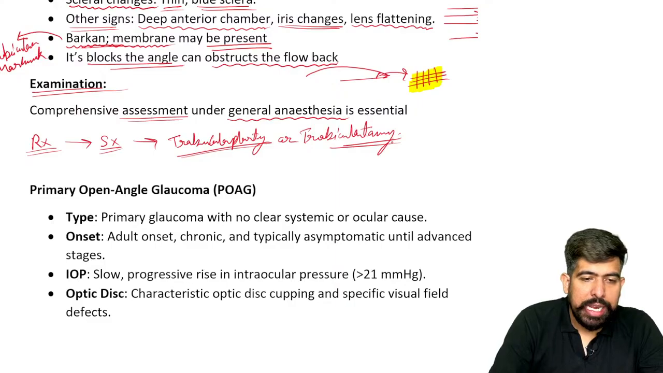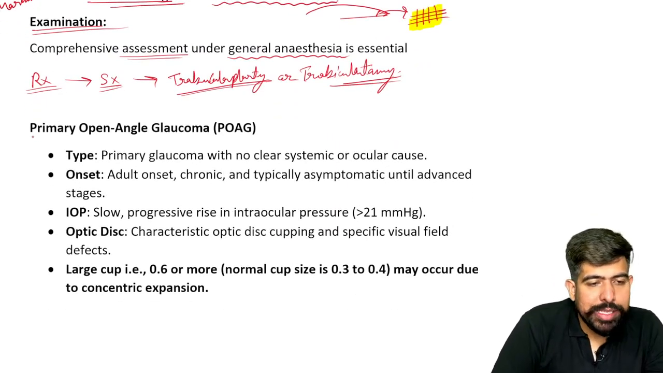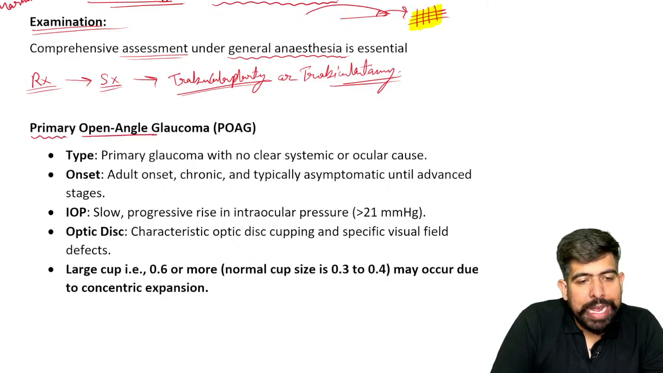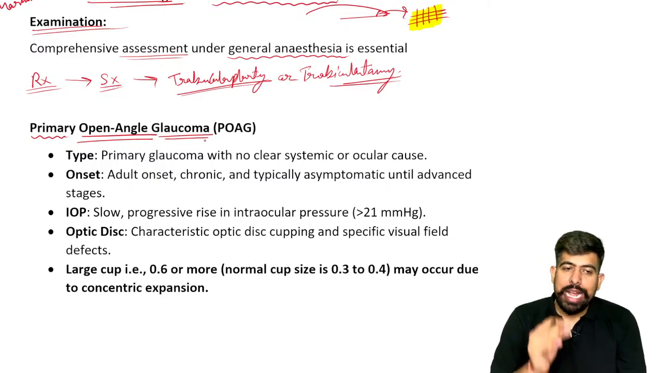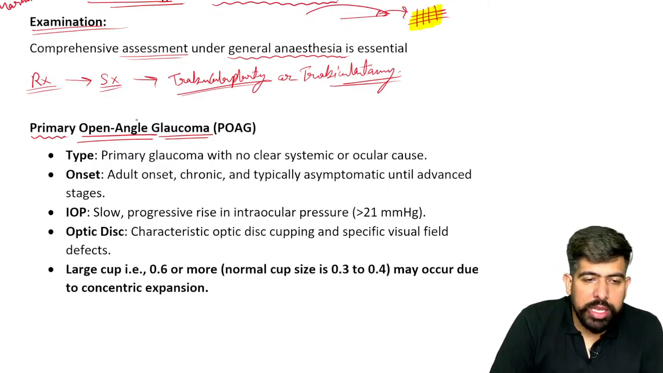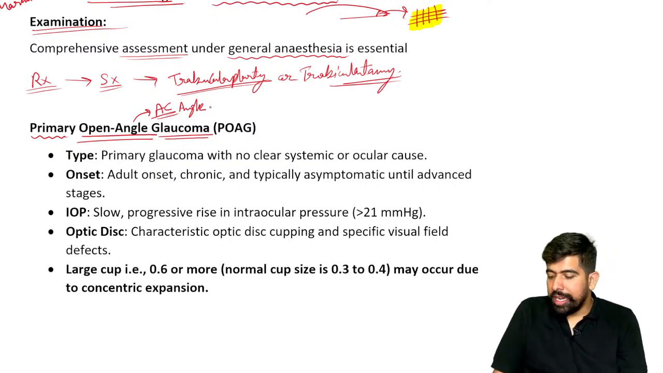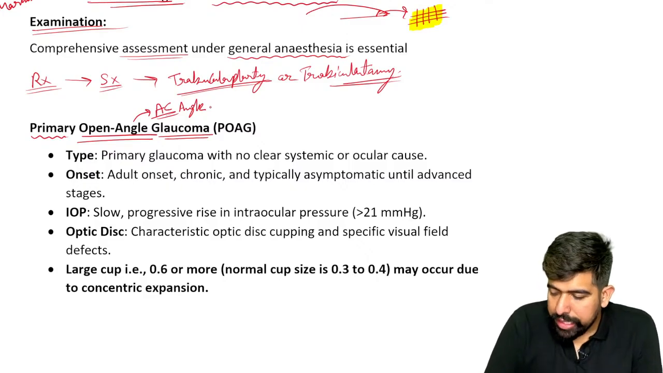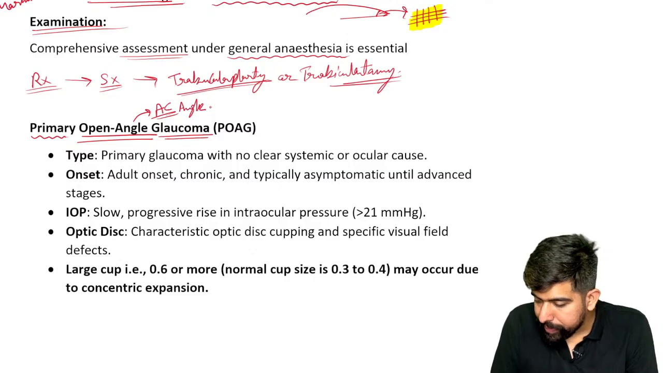All right. Now moving forward to primary open angle glaucoma. The name is saying primary open angle. It means the angle should remain open. Which angle are we talking about? The open angle of the anterior chamber. We are talking about the angle of the anterior chamber, right? The anterior chamber angle should remain open.